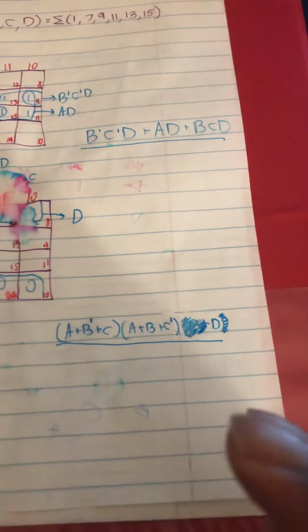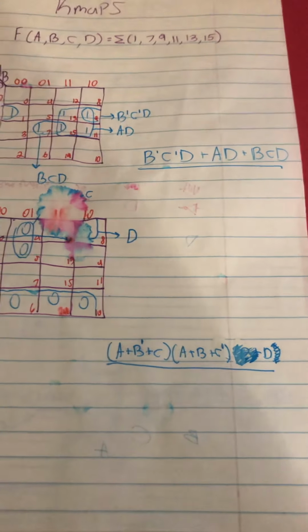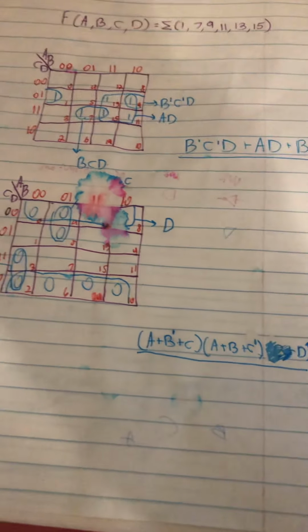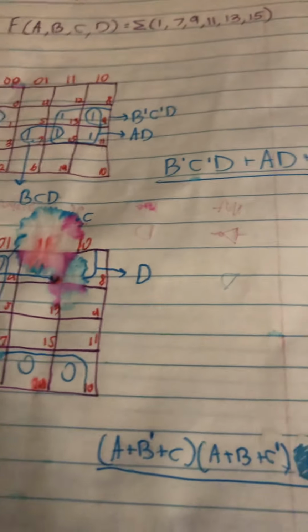From my K-map, I was able to obtain my equations for my min term and max term. This is what we're going to be using in our code in order to demonstrate it using the FPGA circuit. So let's start.